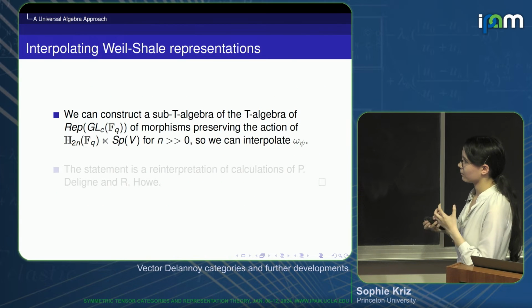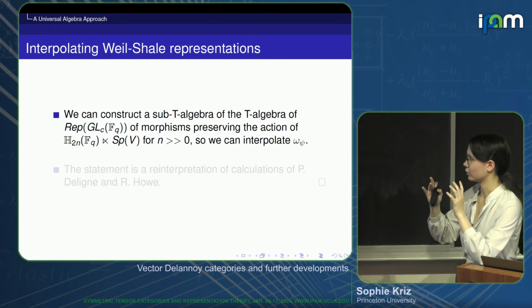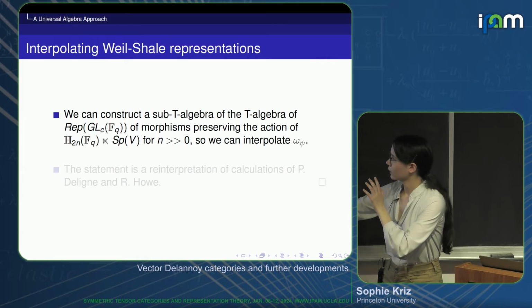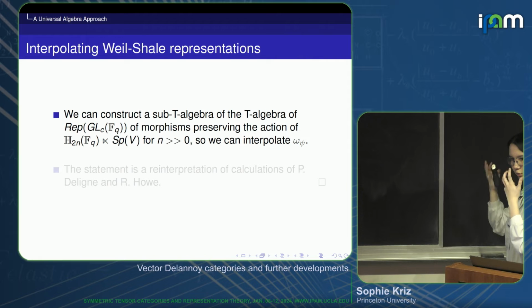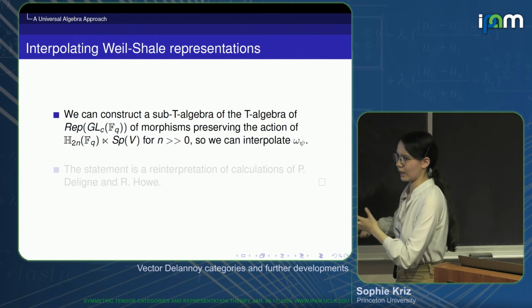And so this means that basically we can construct a subalgebra of the algebra of Rep of GL_c of F_q, of morphisms which preserve the action of this group, the H_2n semi-direct product with Sp of V, as long as n is large enough. And so this is how we interpolate this omega_psi.